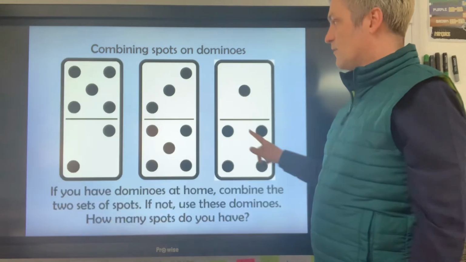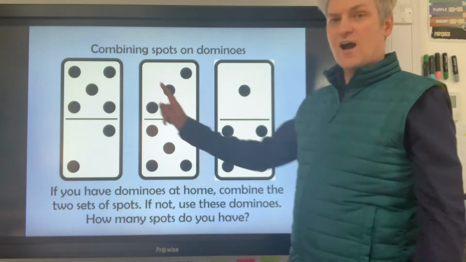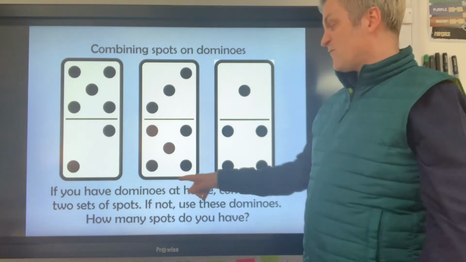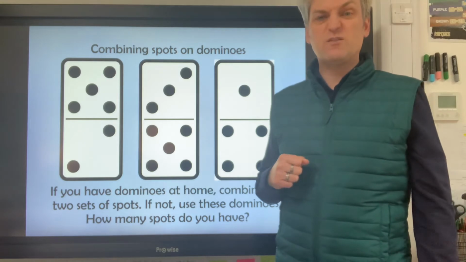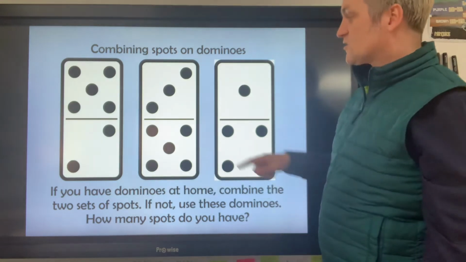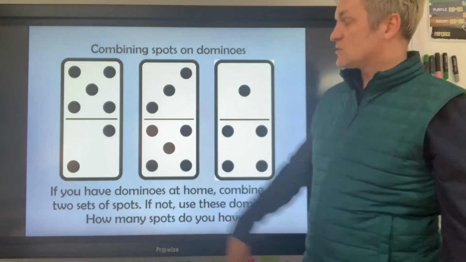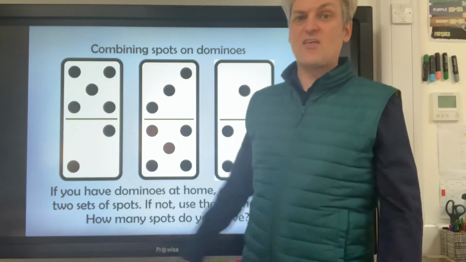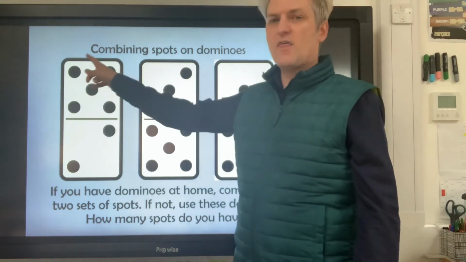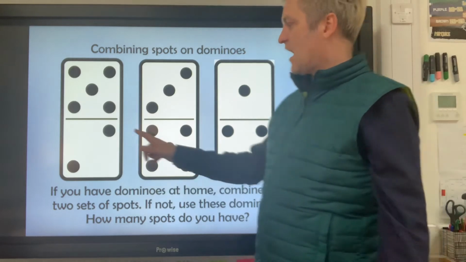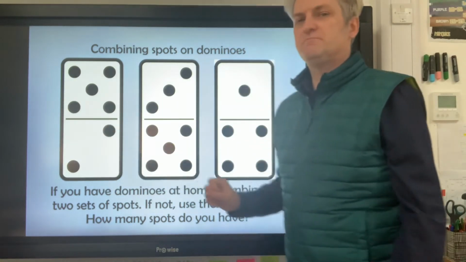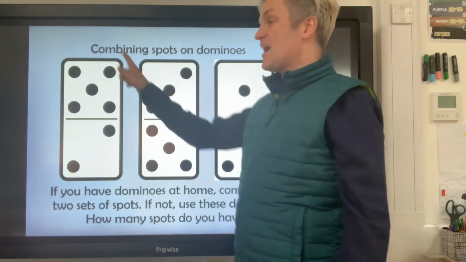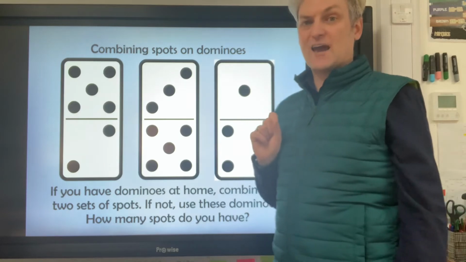Well done. Now, have a look at this one. I've chosen 3 dominoes this time. And I've also said, if you've got some dominoes at home, you can do this with lots and lots of different ones. So we're going to try combining the 2 sets of spots. You've got the top set and the bottom set there. Or if you turn it the other way, you've got one side and then the other. So, how many have we got there? And how many have we got there? You can find out the total there and the total there, and then you can say how many there are all together by counting them.